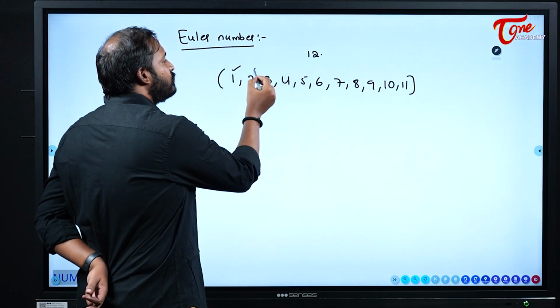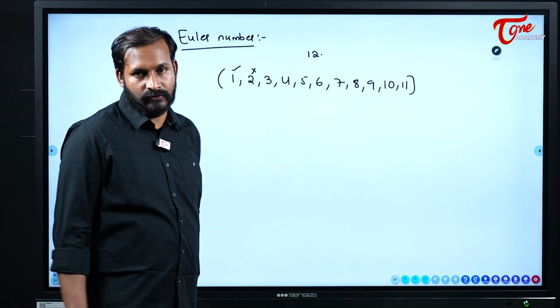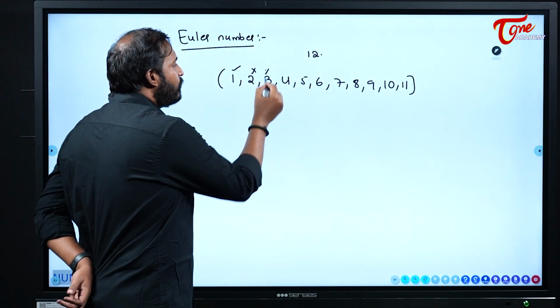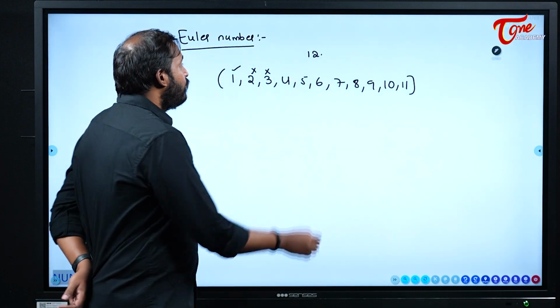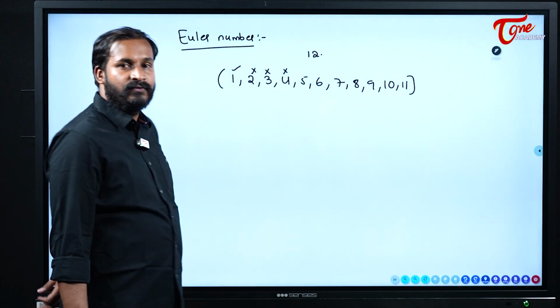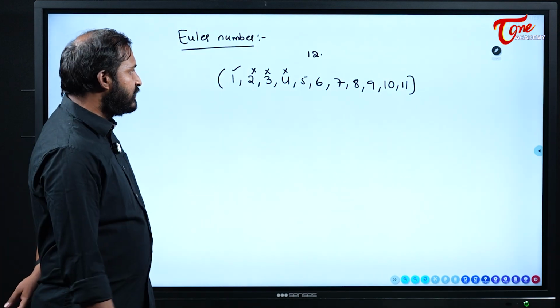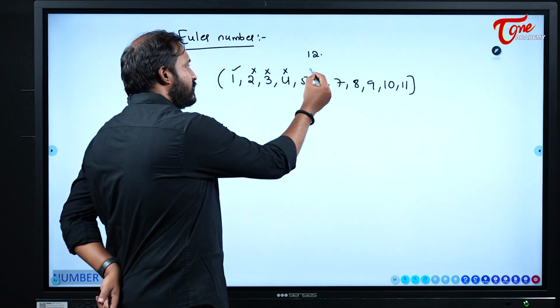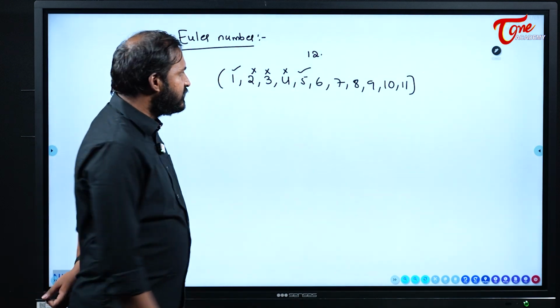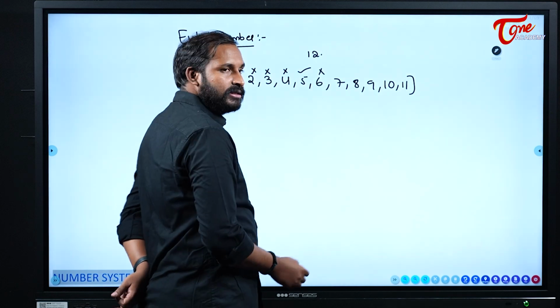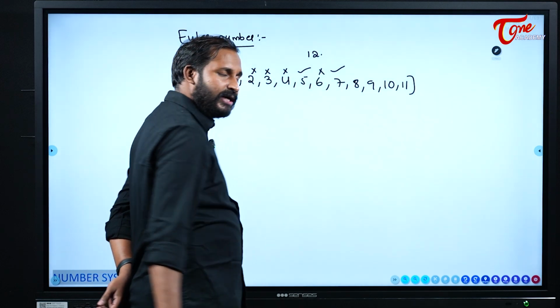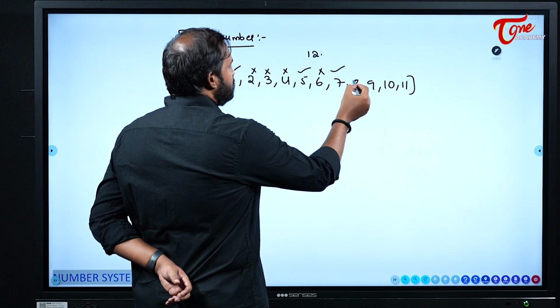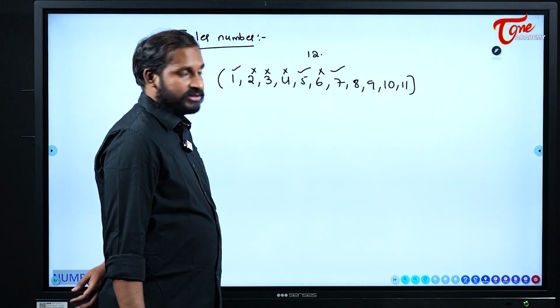2 and 12 are not coprimes, because the HCF is 2. 3 and 12, not coprimes, HCF is 3. 4 and 12, not coprimes, because 4 is the HCF of 4 and 12. 5 and 12, yes, coprimes. 6 and 12 are not coprimes. Anyway, prime numbers will by default become coprimes in some of the cases, not all.